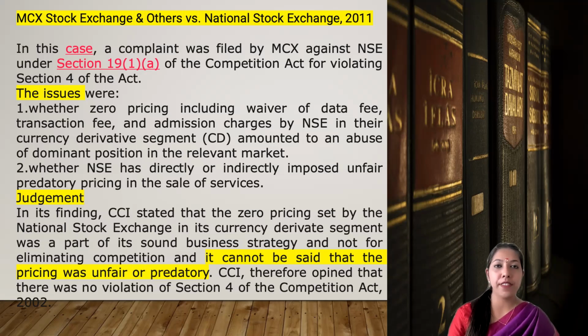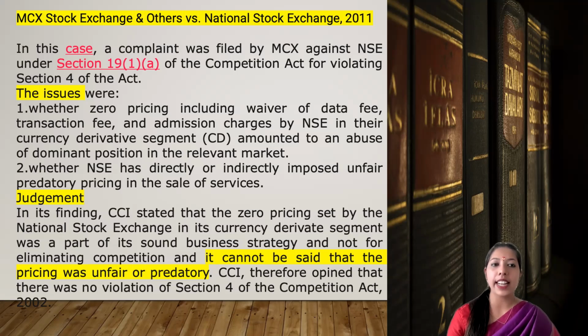So the issues were: first, whether zero pricing, including waiver of data fees, transaction fees, and admission charges by NSE in the currency derivative segment, amounted to an abuse of dominant position in the market, based on waiving of these particular fees. Second, whether the National Stock Exchange had directly or indirectly imposed unfair or predatory pricing in the sale of service. So these were the issues.